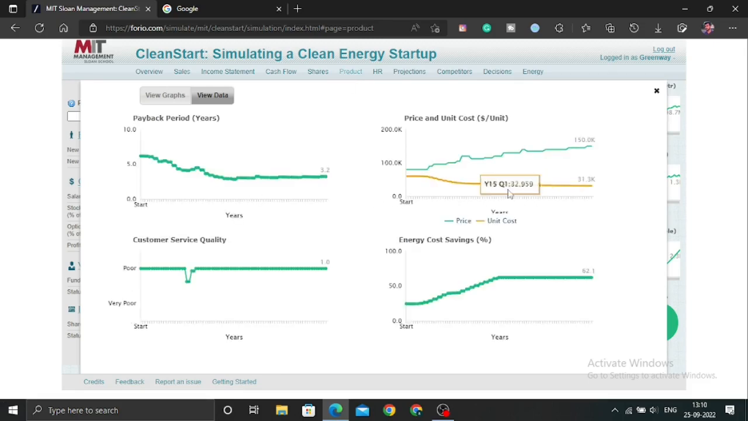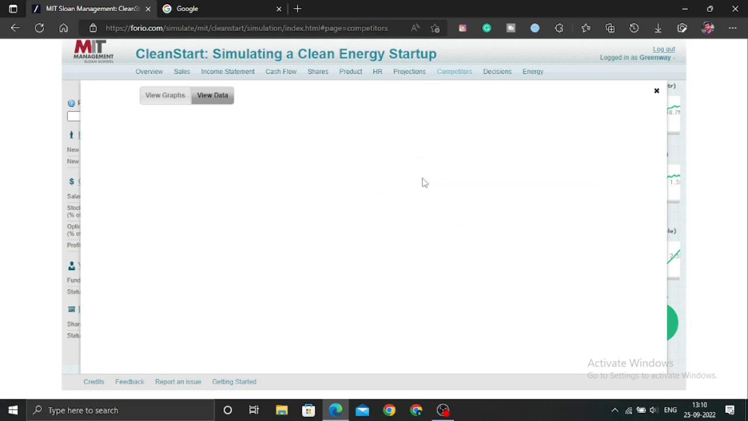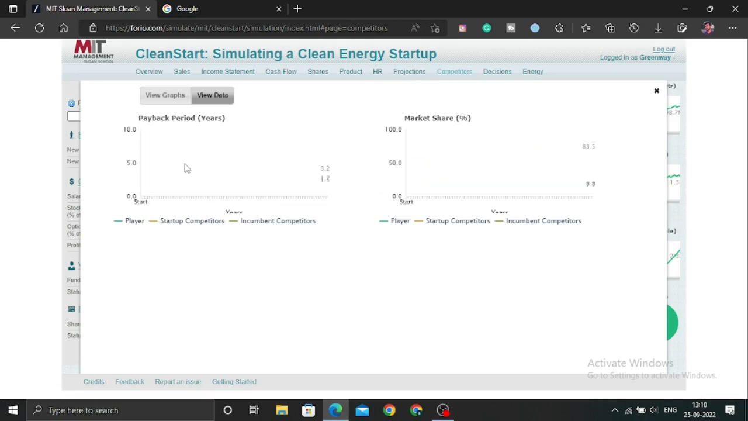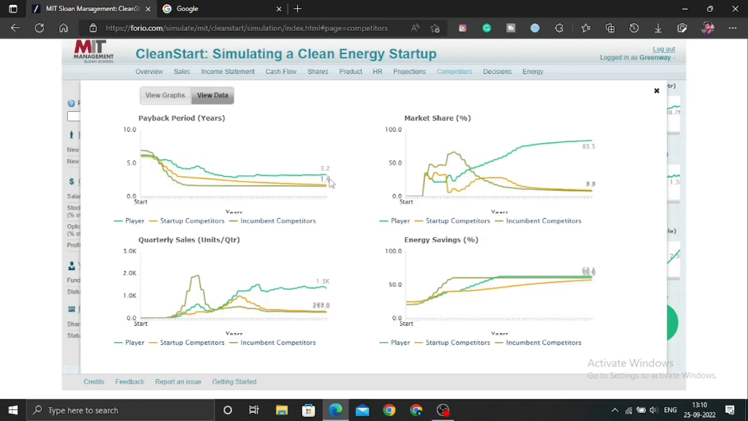So look, the product manufacturing cost is 31k and we are selling at 150k. So the gap is huge, and you can see that the customer service quality has also been maintained. So the product is working very well in terms of profit. And the next is the competitors. So let's see what our position is with the competitors. You can see that our company has done tremendously well in terms of competitors.